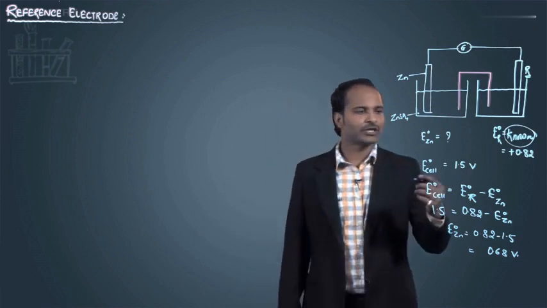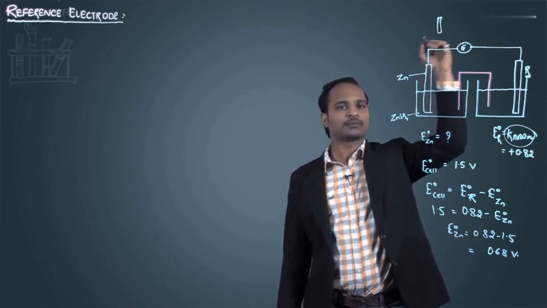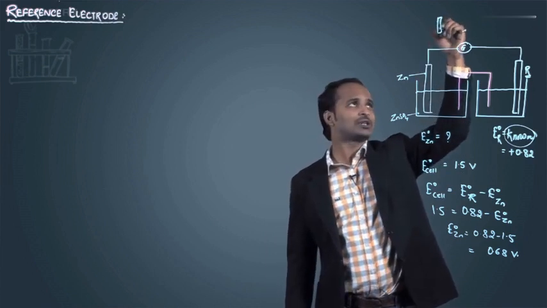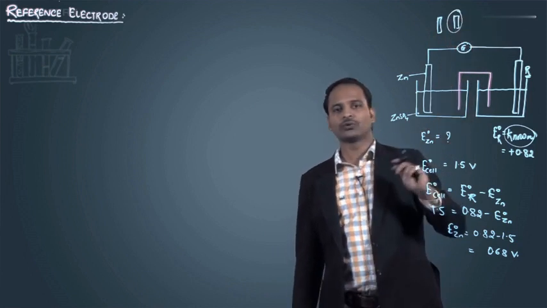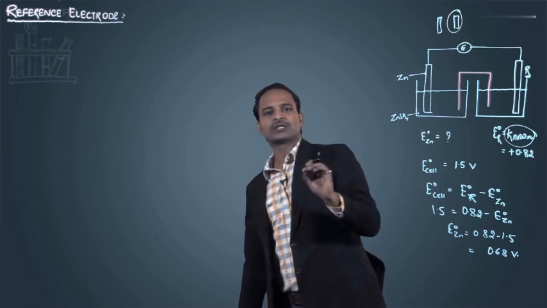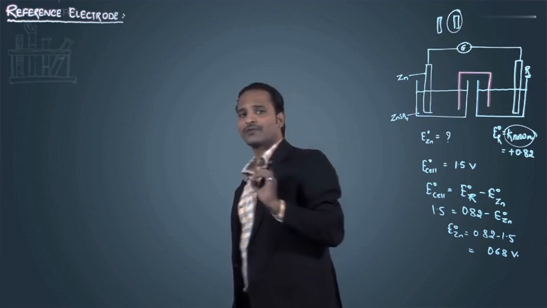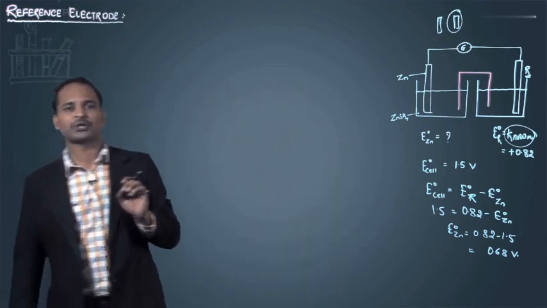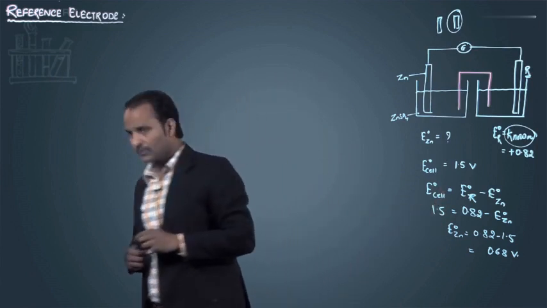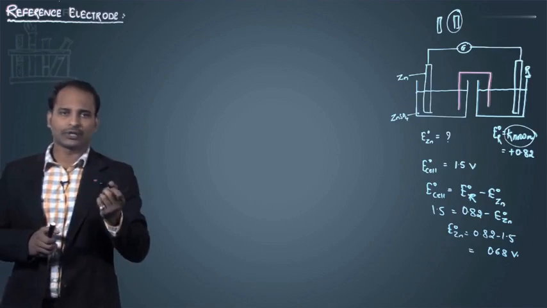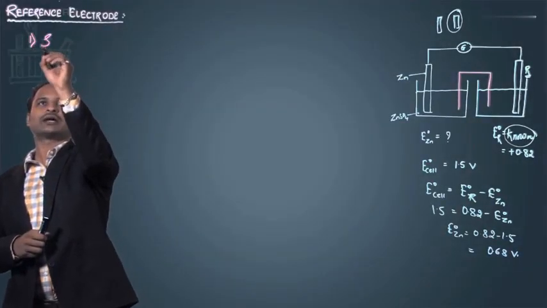So whenever I want to measure the potential of an electrode, any electrode whose potential is to be determined, it is clubbed with another electrode whose potential is already known to you, and which is only used to get the potential of this one. Then this electrode will be called a reference electrode. So a reference electrode is the one whose potential is known, and it is used to get the electrode potential of some other electrode. The first reference electrode we have is the standard hydrogen electrode.